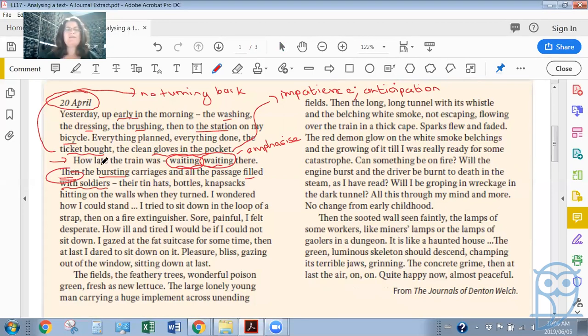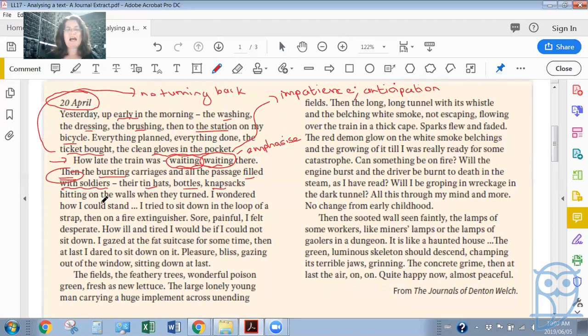So then, the bursting carriages and all the passage filled with soldiers. "Their tin hats, bottles, knapsacks, hitting on the walls when they turned." Because tin hats were generally a thing that soldiers of the past would have been wearing, we can assume that this is set in the past. Most likely World War I, World War II, something like that. Their tin hats, bottles, and knapsacks, their backpacks, hitting on the walls when they turned. That's how cramped the carriage was.